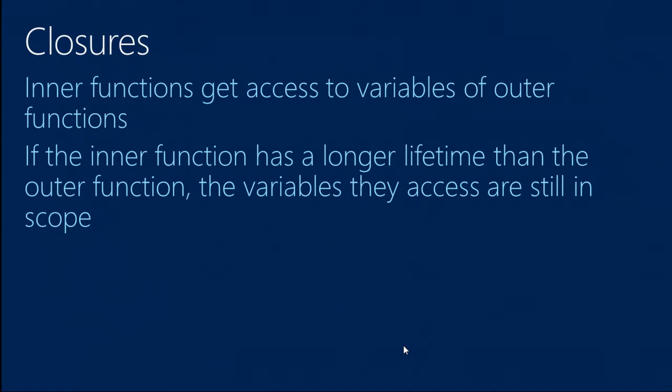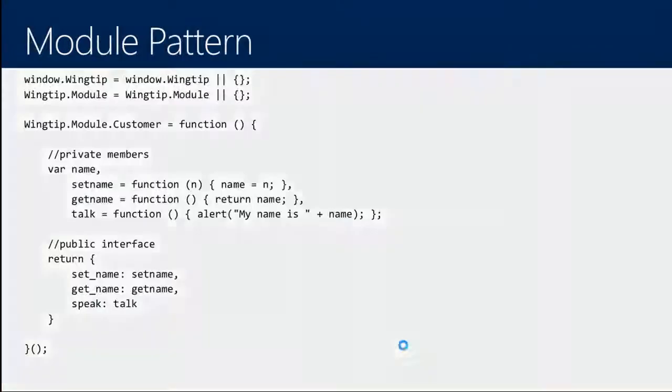The key thing here, though, is that if the inner function has a longer lifetime than the outer function, the variables from the outer function will still be available. Scratch your head about that for just a second. And you say, how can that be? How does the inner function have a longer lifetime than the outer function? And this shows you the module pattern here. So the way that we have an inner function with a lifetime longer than the outer function is we will return from the outer function an object that contains the inner function.